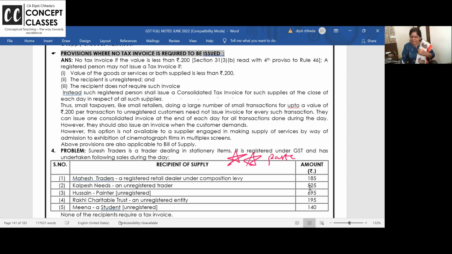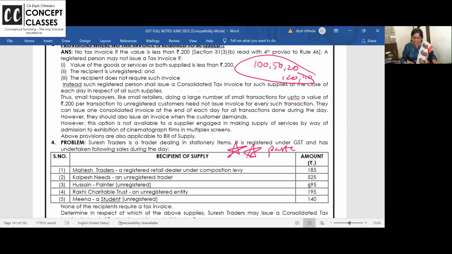So in whole day, I have made 100 rupees sale, 50 rupees sale, 20 rupees sale, 120, 110. Total करके can I issue one consolidated invoice at the end of the day? Invoice तो करना पड़ेगा so that your tax and all will tally. Small taxpayers, small retailers doing large number of small transactions, and per transaction is less, they can issue consolidated invoice at the end of the day for all the transactions. However, they should also issue an invoice where customer demands.